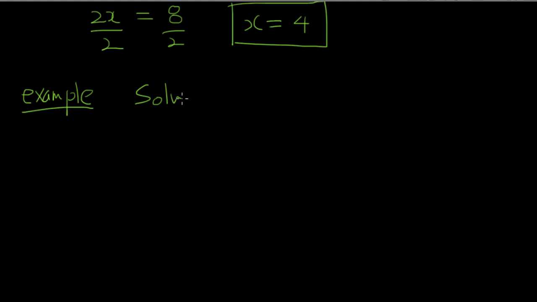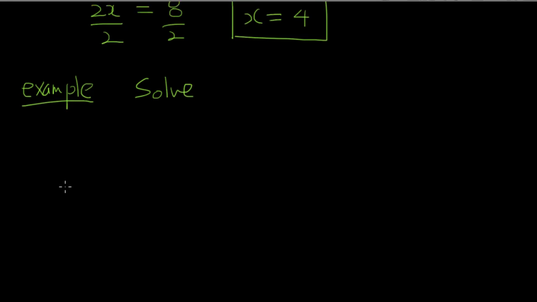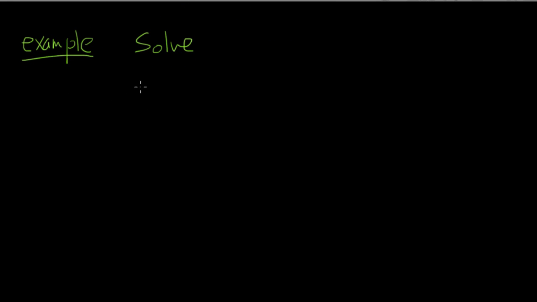Again, solve. In other words, find the x value that satisfies this equation. So the given equation would be 3x over x minus 1 plus 2 equal 3 over x minus 1. Looks like this. Well, this is a little bit simpler than the previous case. We only have x minus 1 on both sides.